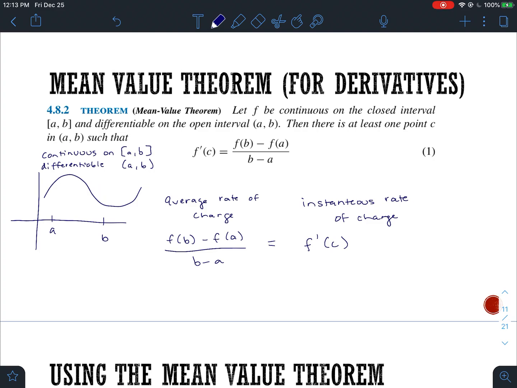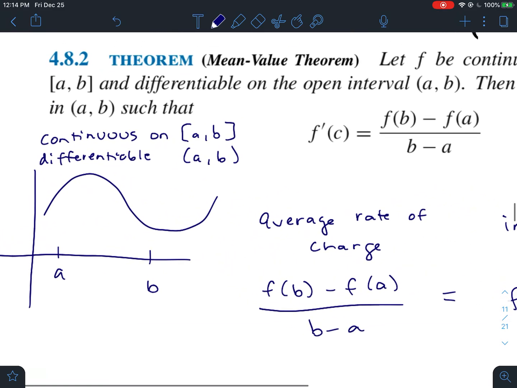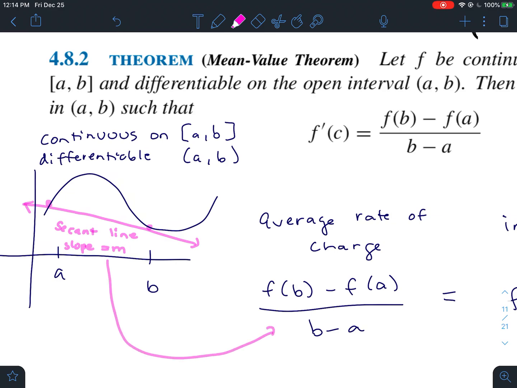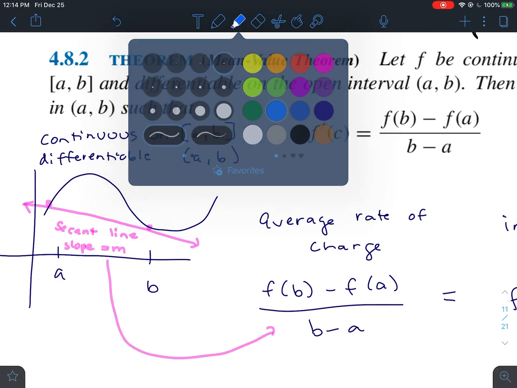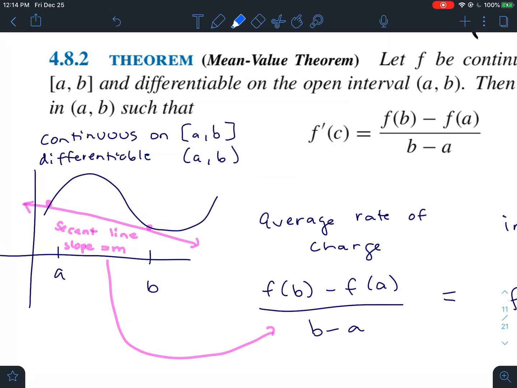That if you have a function and it's continuous and differentiable, then the average rate of change over that interval, and remember, average rate of change is the slope of the secant line. So if I were to connect those two points, you have this pink line right here. And so that's my secant line. What the mean value theorem says is that the slope of that secant line is the average rate of change.